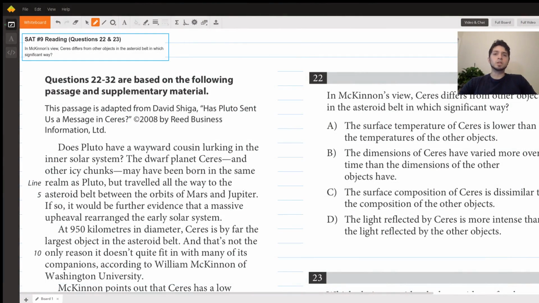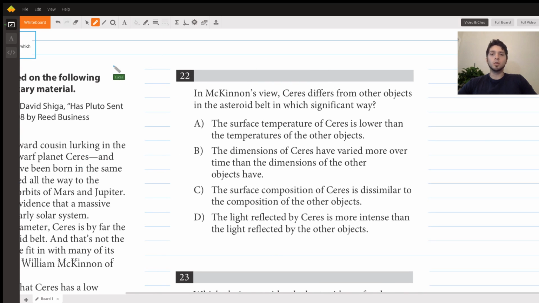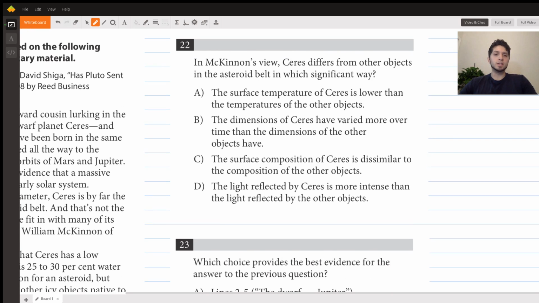Today we're going to be solving questions 22 and 23, and this is from SAT number 9, the reading section, and we're just going to go through it. There's a pretty good question here. It's a little bit challenging. It really just requires close attention to detail, so let's hop in and see what we can make of it.